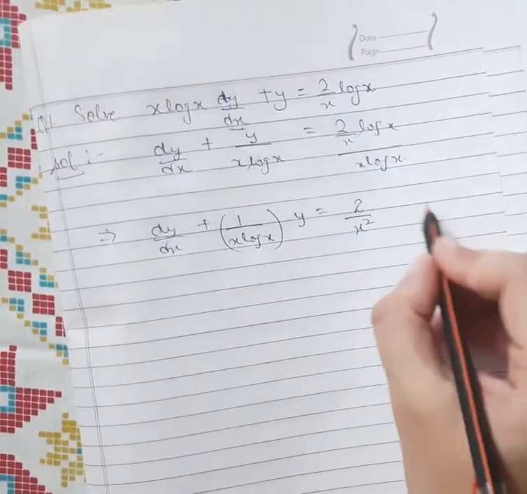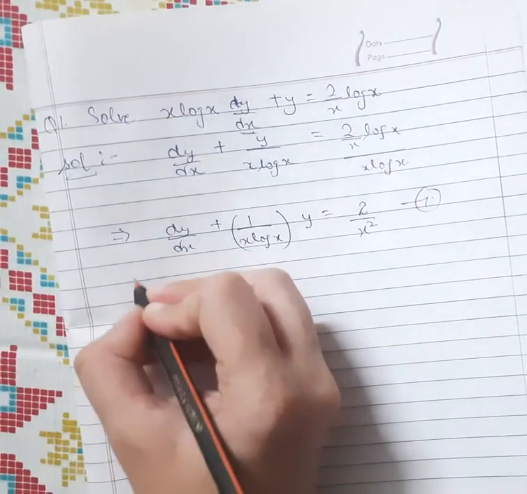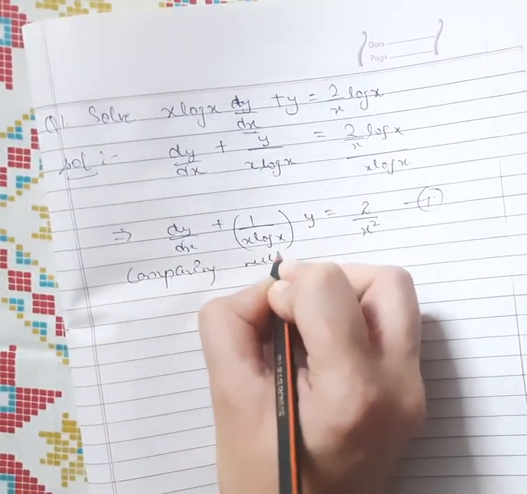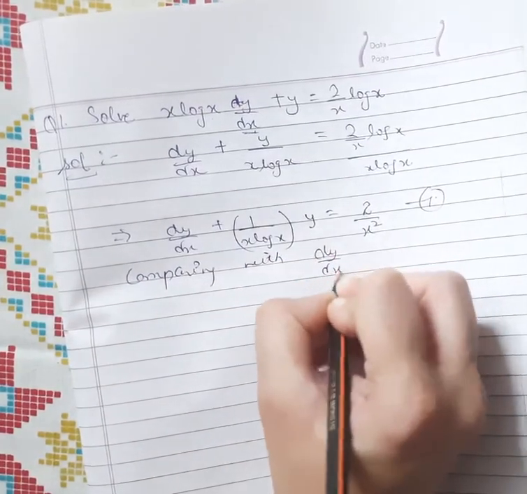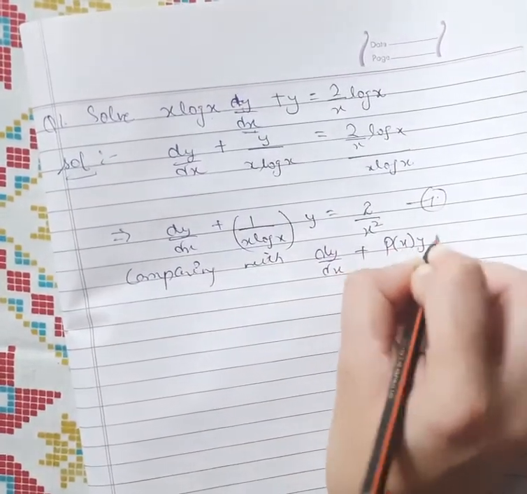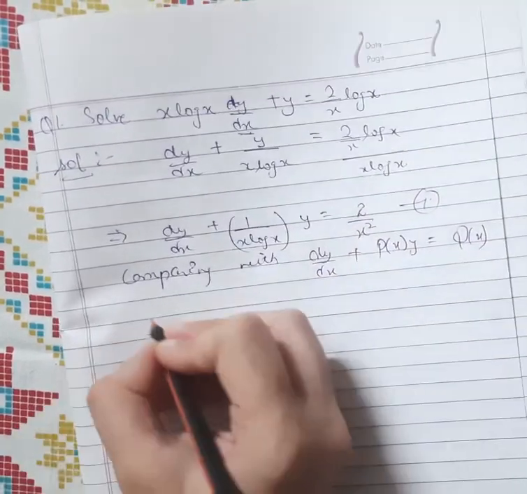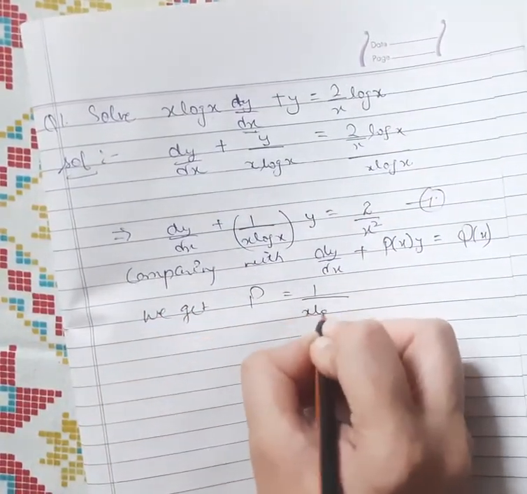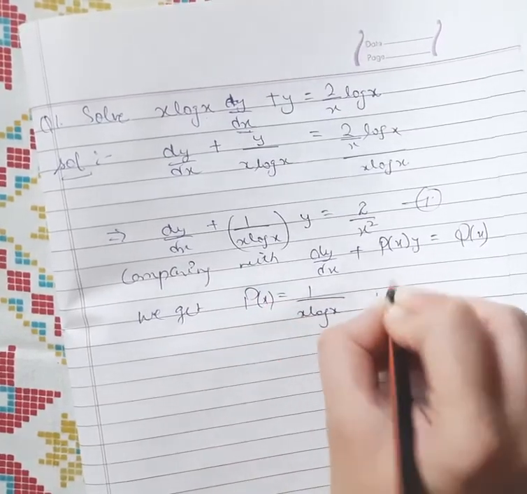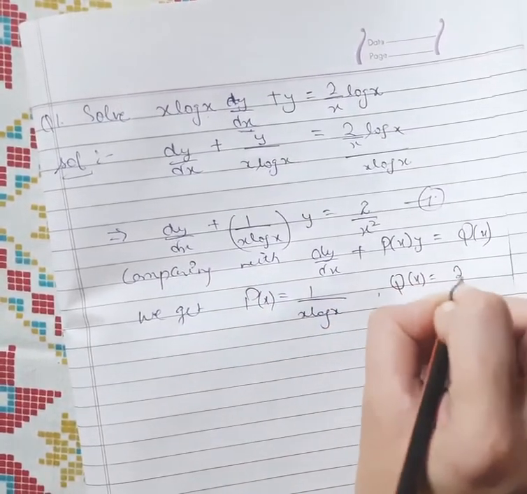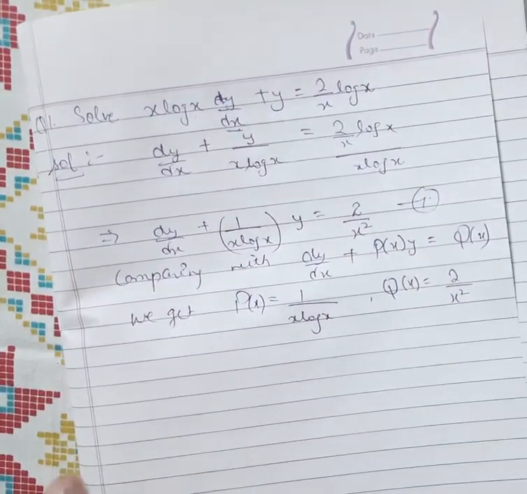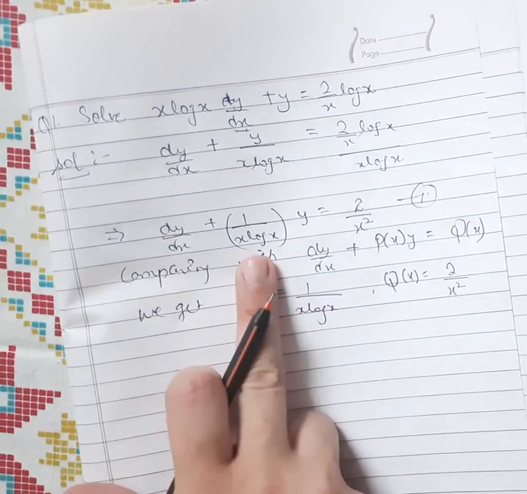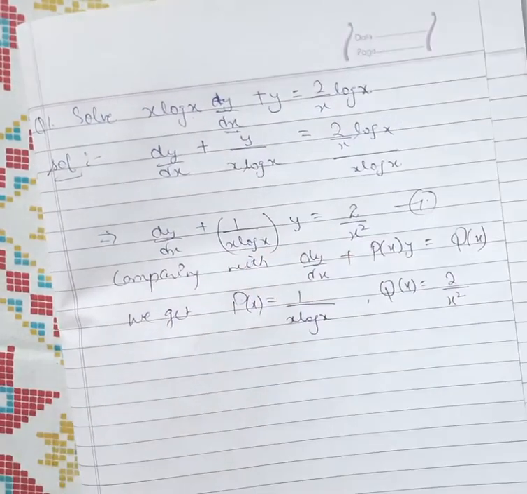Now if you compare this equation 1 with the general form dy by dx plus p of x times y is equals to q of x, we get p is equals to 1 by x log x and q is equals to 2 upon x square. So this equation is now a Leibniz equation. You can see dy by dx plus some function of x times y is equals to q of x.